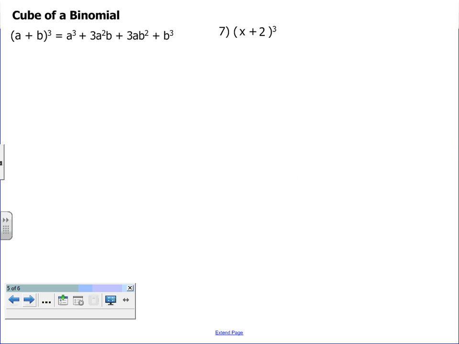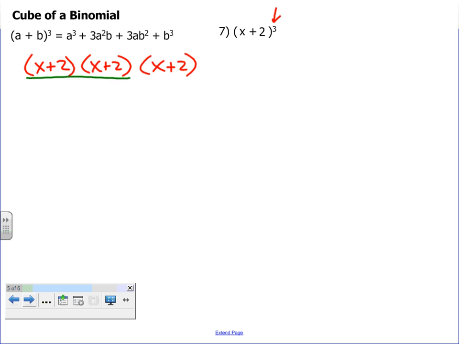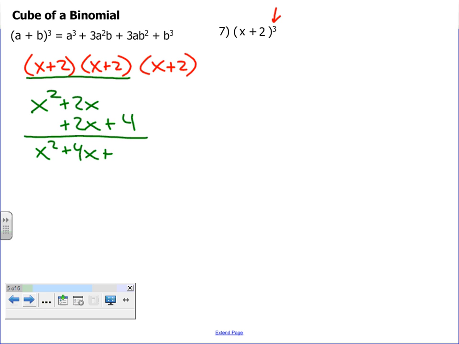Okay, our last example here is a binomial cubed. So this really means x plus 2 times x plus 2 times x plus 2. So what I'm going to do is focus on the first two terms. Okay? So I'm going to have x times x is x squared plus a 2x plus another 2x plus a 4. So we have x squared plus 4x plus 4.